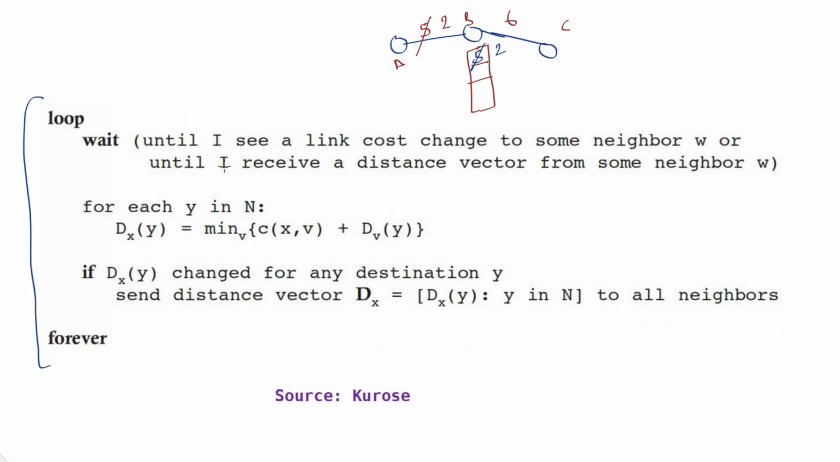So it will wait for either some link to change, or, if no link is changed, it will wait till it gets some information from a neighbor. Once one of these two events happens, it will quickly update its distance vector like this, and then propagate its distance vector to every other neighbor. So if the distance vector is changed, it will propagate it to all the neighbors. Anyway, this is just the pseudocode that we have just seen.